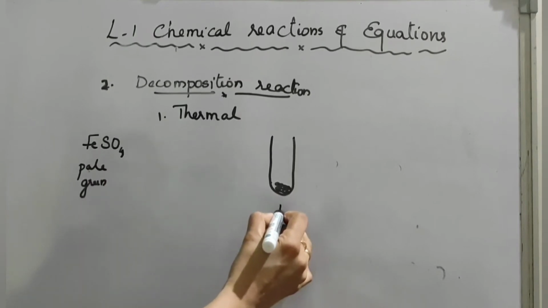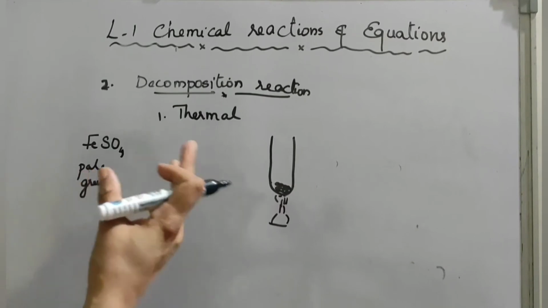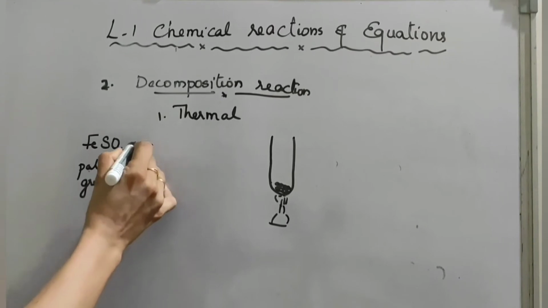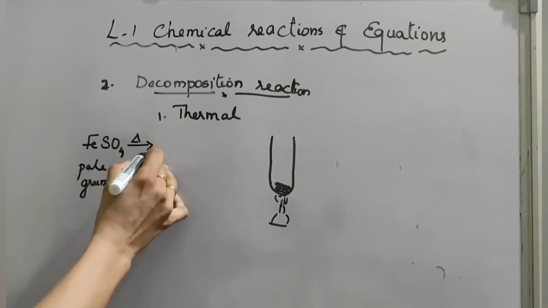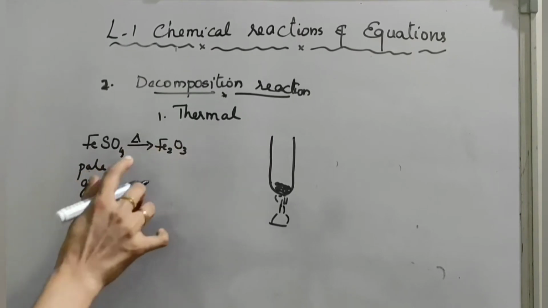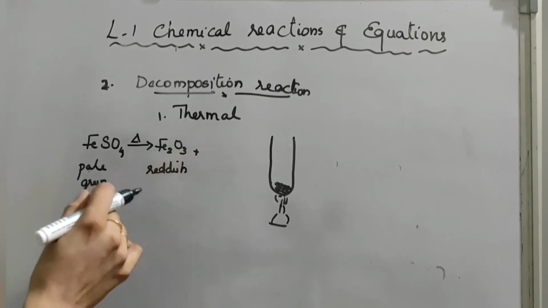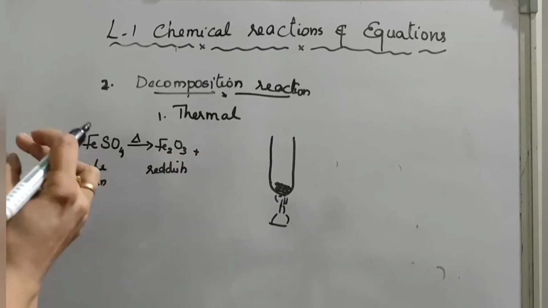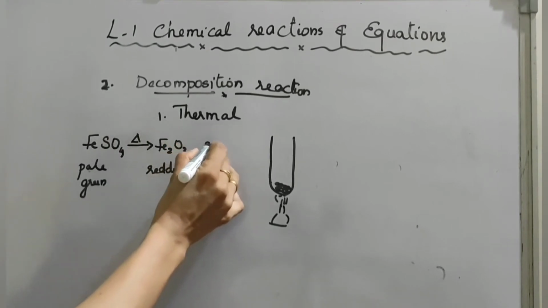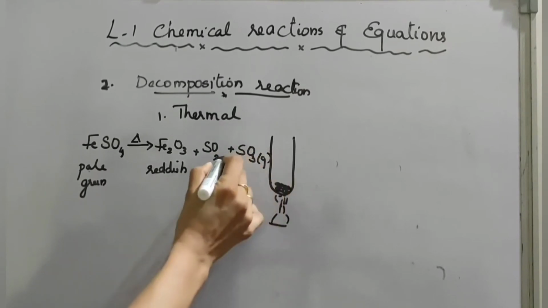Now what you have to do? Heat it. Heat these ferrous sulfate crystals. Observe the color change. What happens? This ferrous sulfate, when we heat it, changes into ferric oxide, Fe2O3. The pale green changes to a reddish color. Plus, there is a smell like the odor of burning sulfur. So where sulfate is there, the gases released are sulfur dioxide and sulfur trioxide.